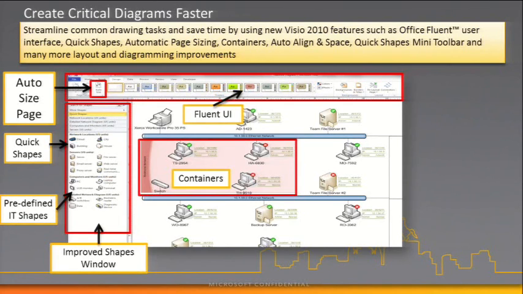And there's other features like that, like callouts. You can attach a callout to a shape. If you move the shape, the callout moves with it. A lot of different relationship features like that.